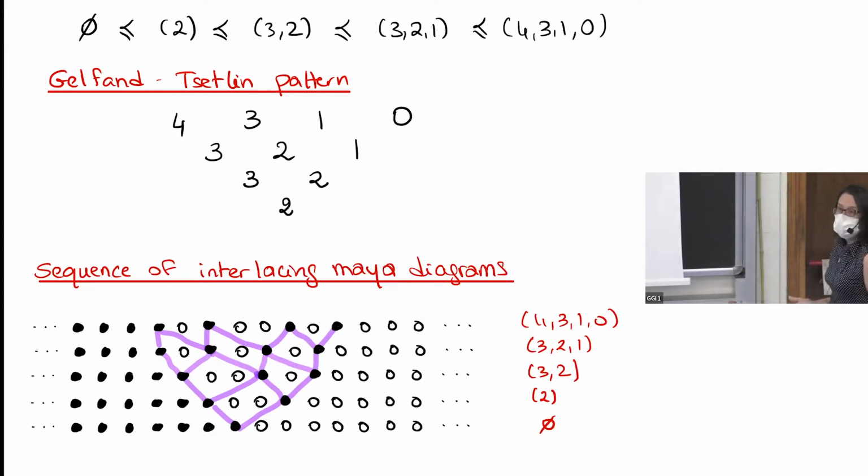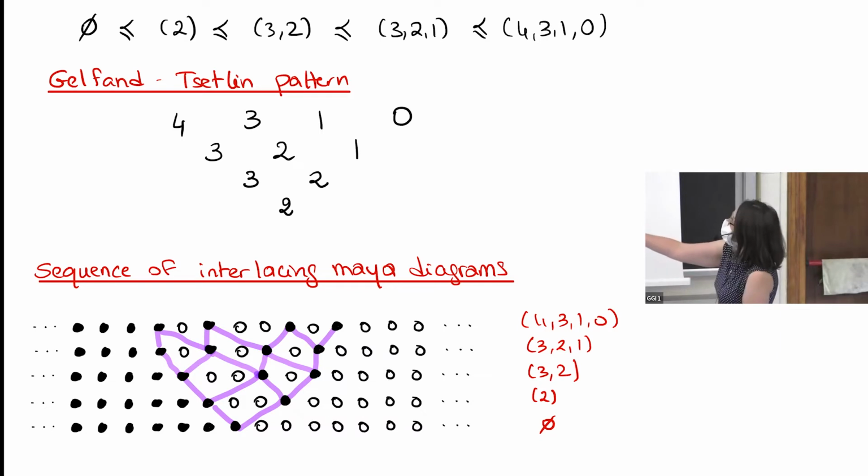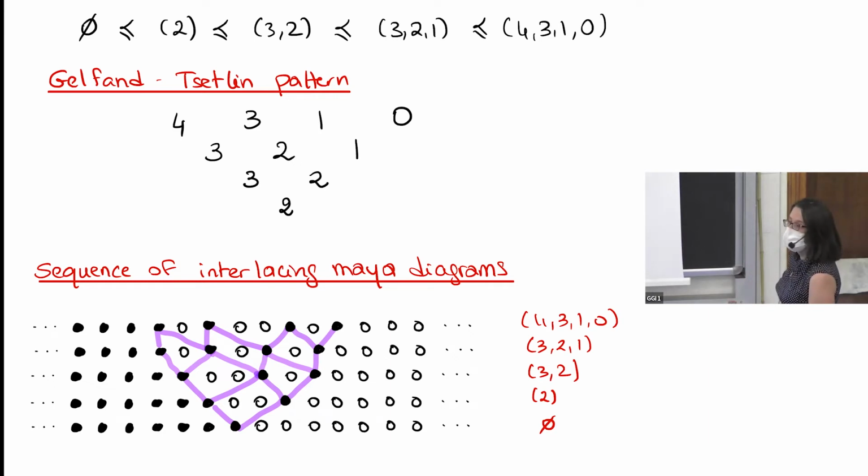But let's go back to when we look at a Maya diagram. I'd like to see my sequence of interlacing partitions as a sequence of Maya diagrams. I wrote the Maya diagram corresponding to the empty partition, the partition 2, 3, 2, etc. You can see that what I see on the Gelfand-Tsetlin pattern, you can see also on the Maya diagrams, these interlacing conditions. So I can see a bijection between these and sequences of interlacing Maya diagrams that have some special conditions.